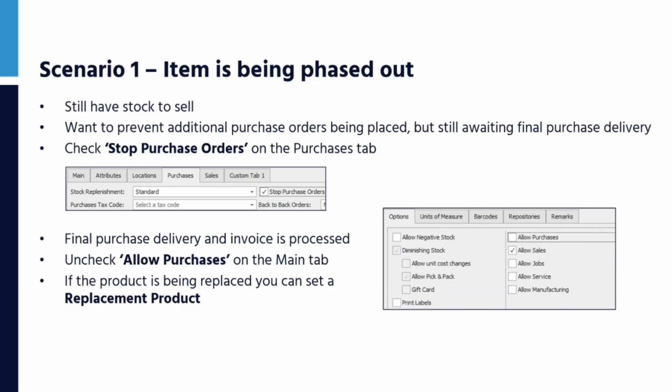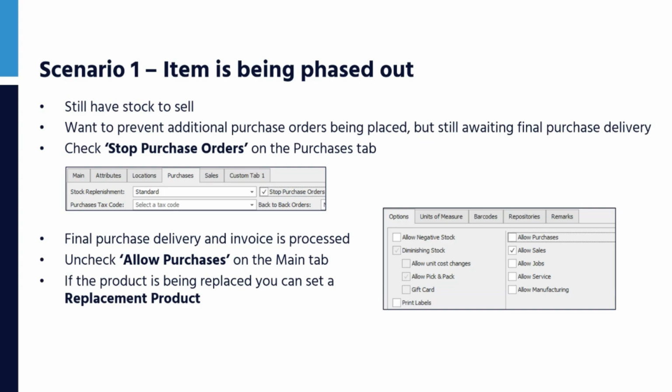There is a little flag on the purchases tab of your items called stop purchase orders, and you can check that box. If you do have some purchase orders that haven't been fulfilled yet, that will still allow those orders to be completed in terms of the delivery and invoice, but it'll stop your team from raising additional purchase orders against that particular stock item.